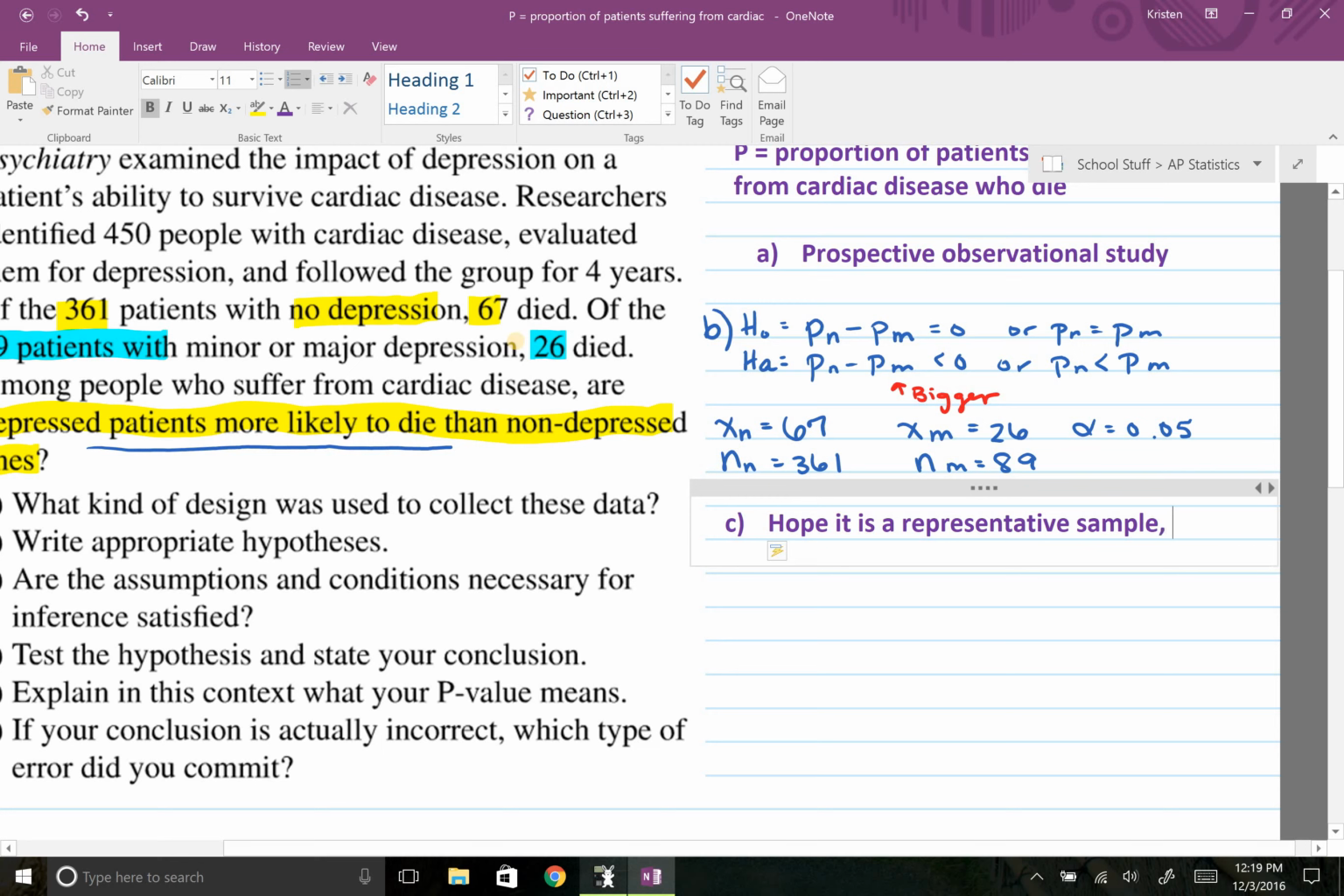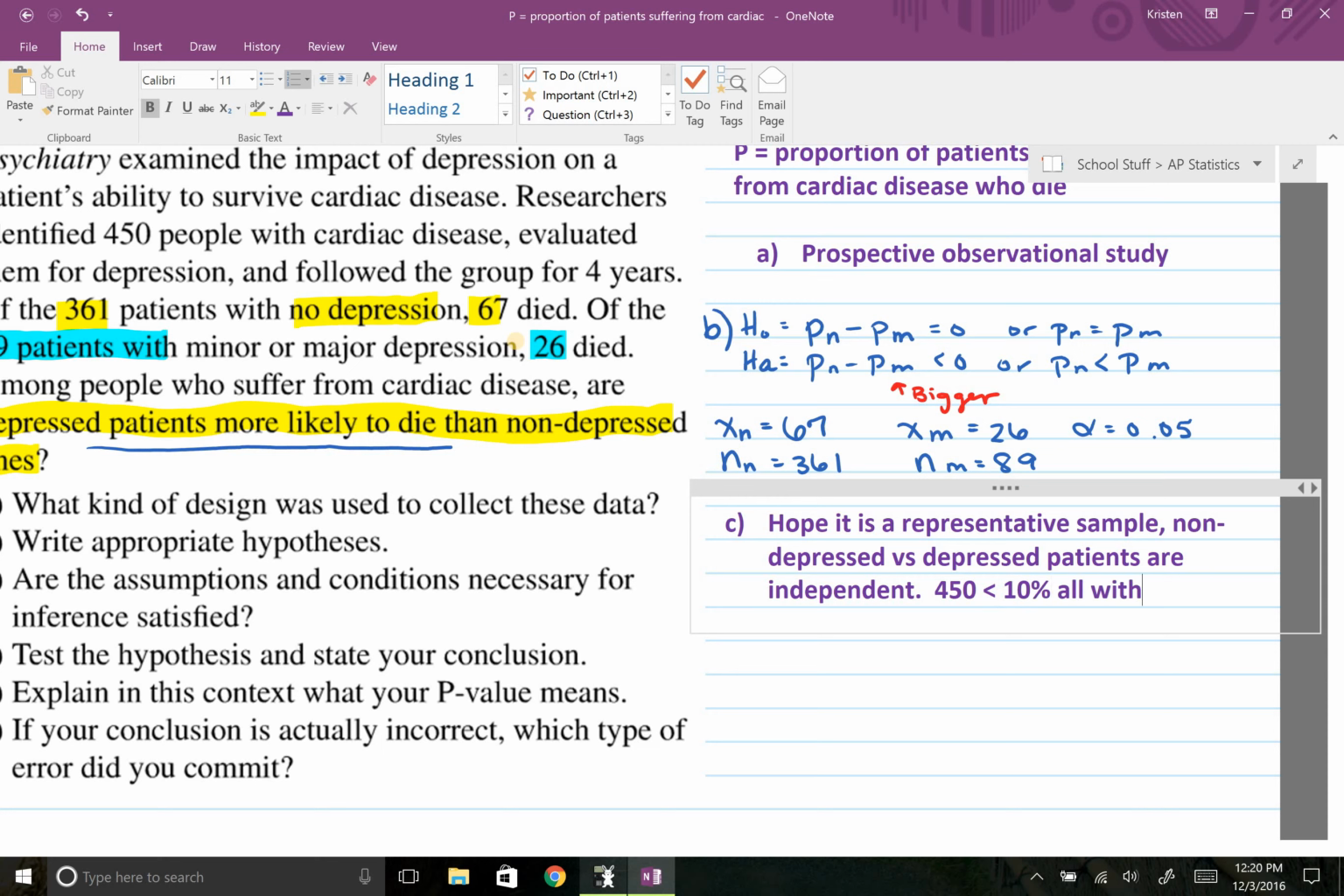The next thing that we're going to say is that the treatments, or the non-depressed versus depressed patients, are independent. Okay, so that talks about my independence, my randomness, and my independent groups. Now I'm going to deal with my sample size. So we dealt with 450 people total, and that definitely should be less than 10% of all with cardiac disease.